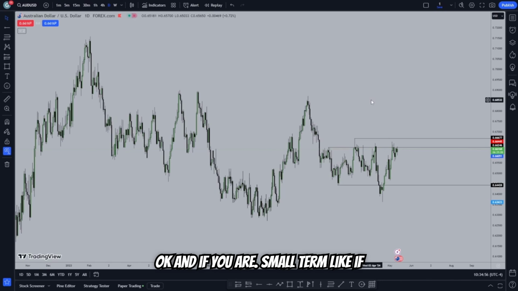And if you are a short-term trader, like a 5-minute trader, or you are trading on a 15-minute, then you only need a short-term trend. You don't need a daily bias. Okay, and now I should tell you about the candle range theory.